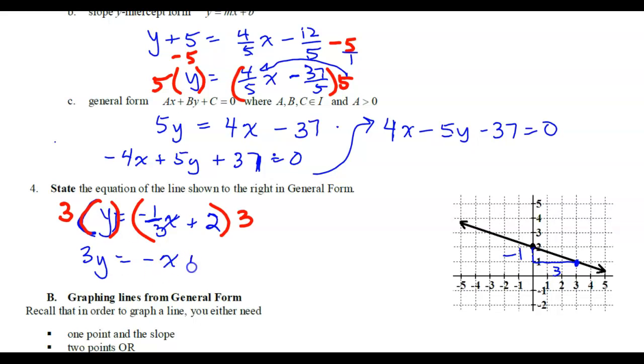So really, this requires good work with fractions, good work with integers and equations, right? So attention to detail is really important. Bring everything to the left. So you'll have x plus 3y minus 6 equals 0.